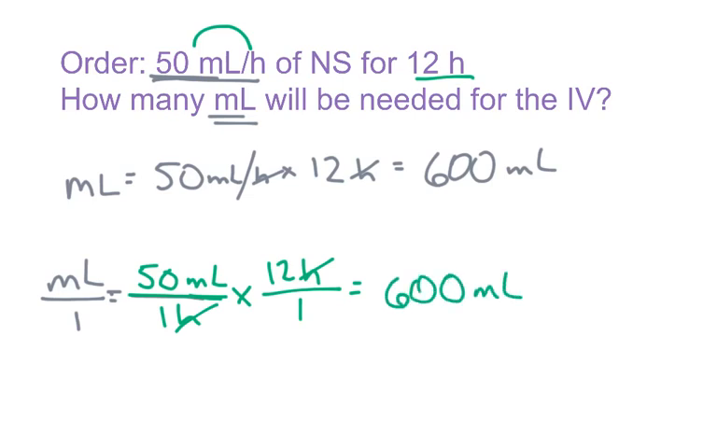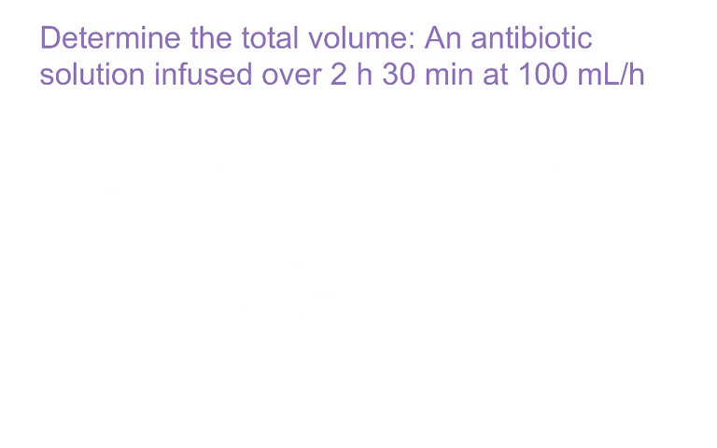Okay. Last problem. I just wanted to talk about one where it's given in minutes. So again, I want the total volume. And I have an antibiotic solution infused over 2 hours, 30 minutes at 100 milliliters an hour. So we're going to use the same formula of the flow rate, milliliters an hour, times the time in hours. But notice that we have 2 hours and 30 minutes.